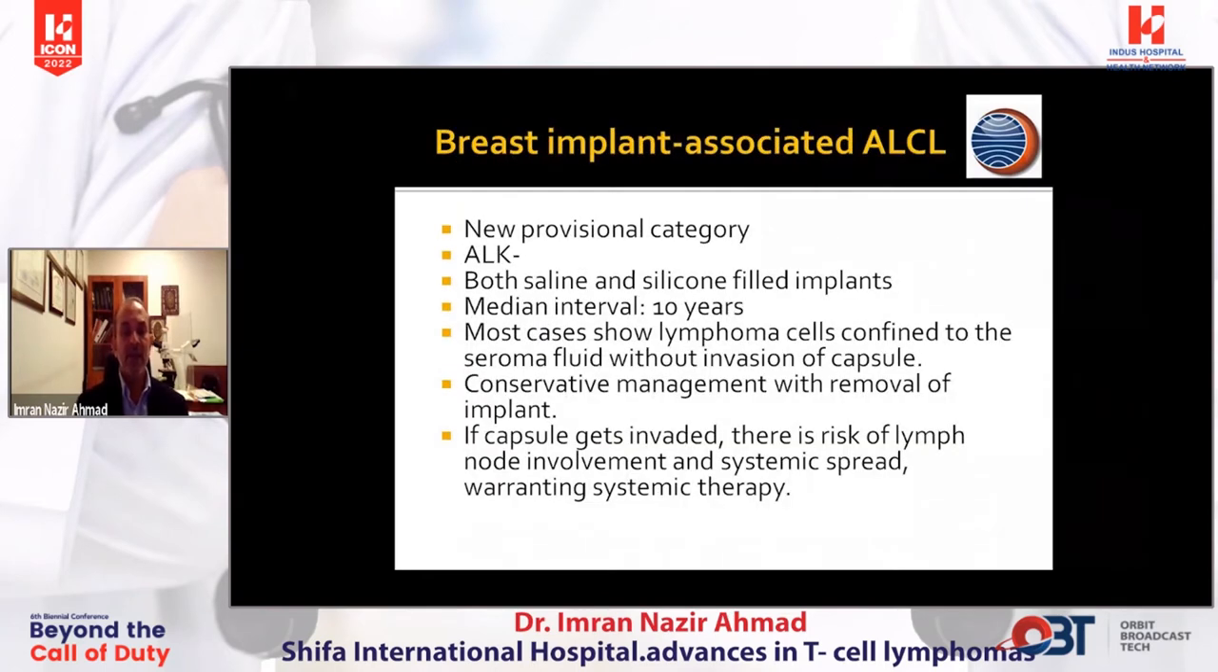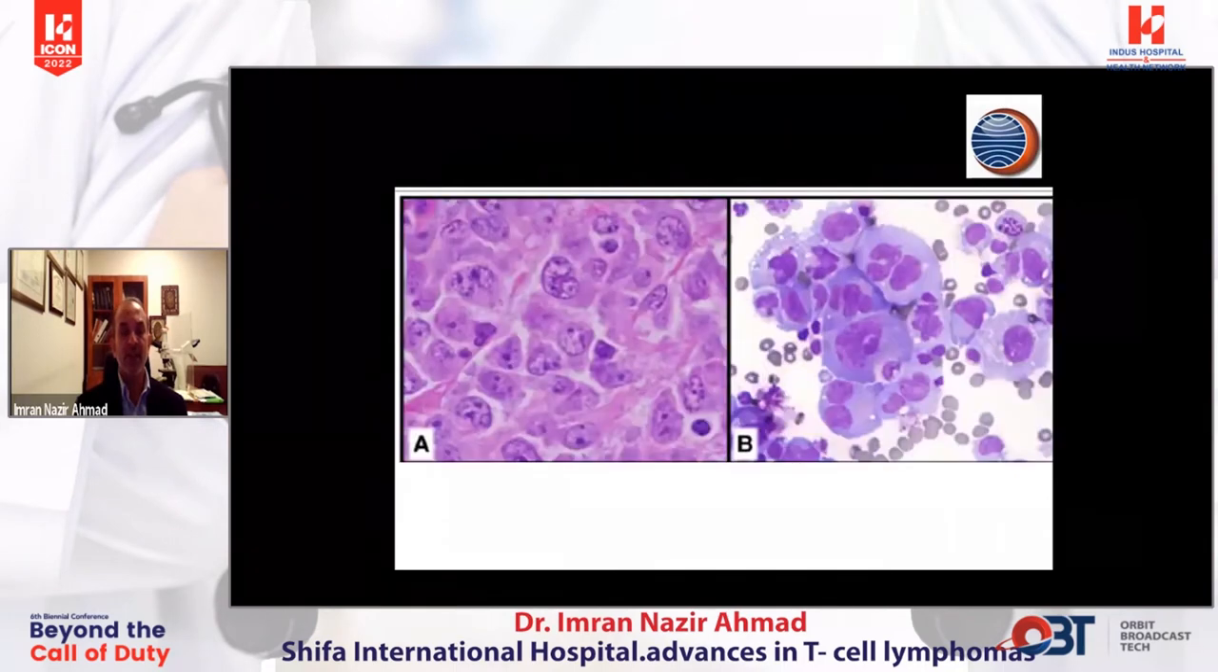Another entity, breast implant associated ALCL, has been included as a provisional category. By definition, it should be ALK negative, and it's seen in both saline and silicone-filled implants, usually after about 10 years of breast implant. Most cases show lymphoma cells which are confined to the seroma fluid without invasion of the capsule. These patients are managed conservatively with removal of the implant. If the capsule gets involved, there is a risk of lymph node involvement and systemic spread, warranting systemic therapy.